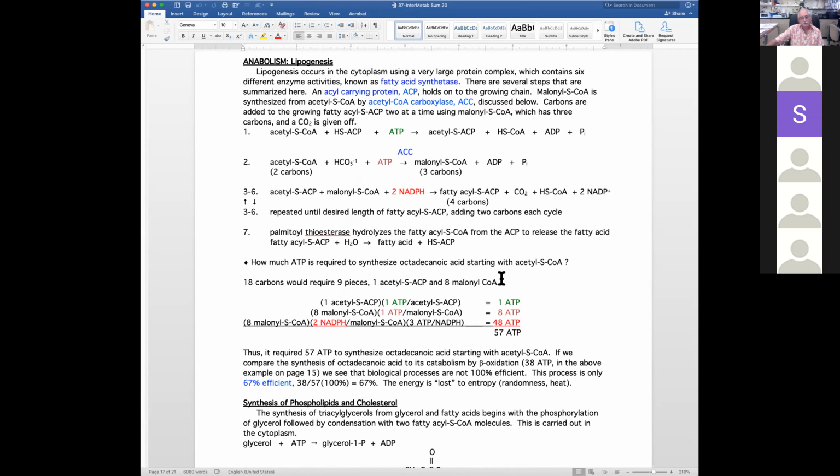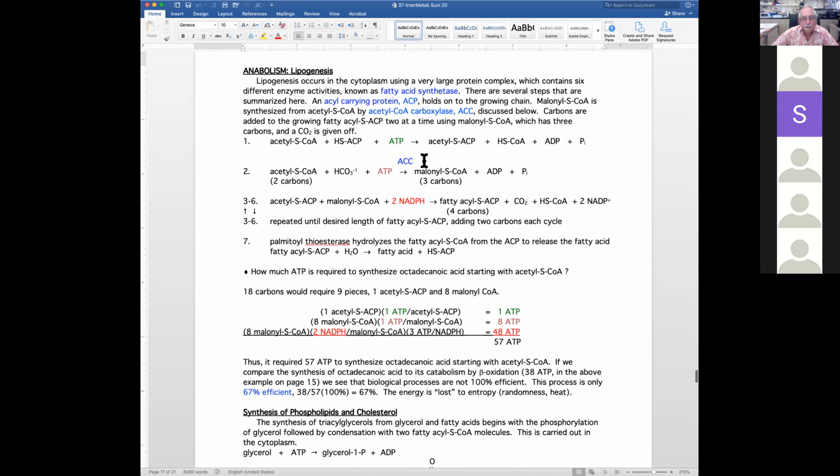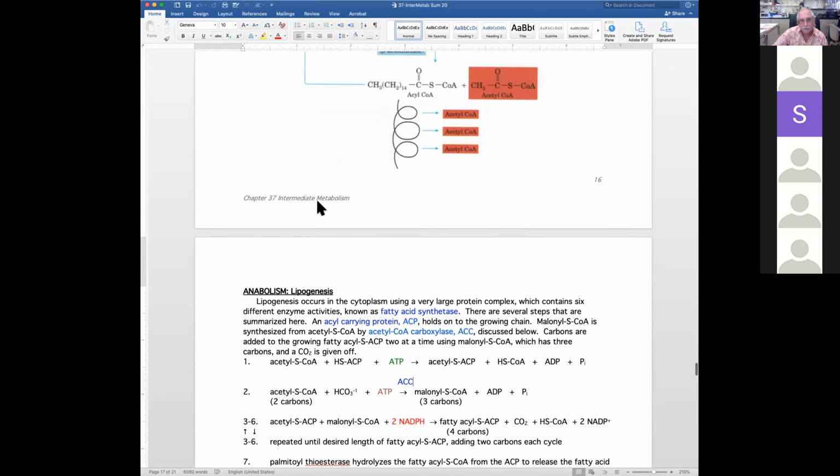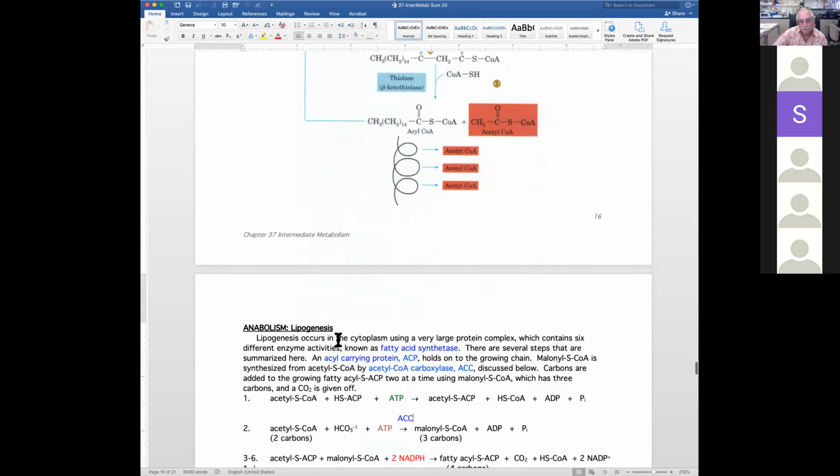So we went into lipogenesis a little bit, and this particular enzyme right here, acetyl-CoA carboxylase, we talked about in terms of dieting and stuff like that, because of the effect of exercise on it. So anyway, in this case, we need what's called an acyl-carrying protein. So don't forget, this occurs in the cytoplasm, right? Whereas this is in the matrix.